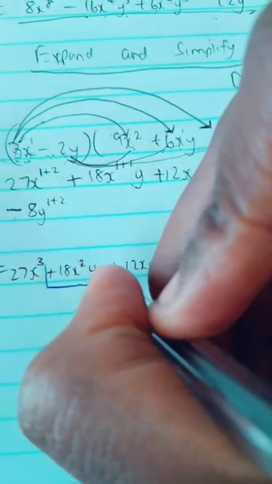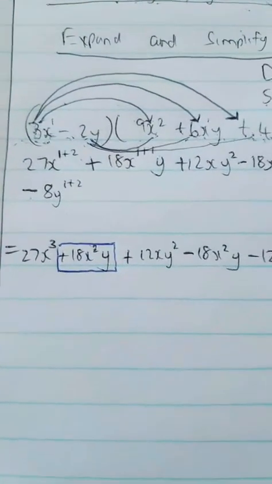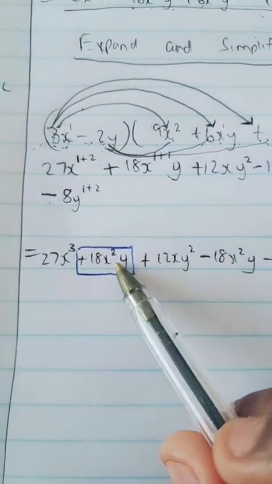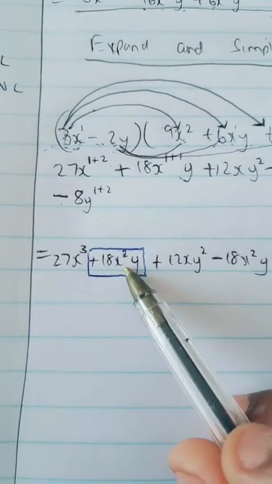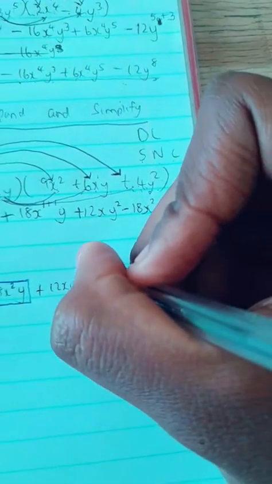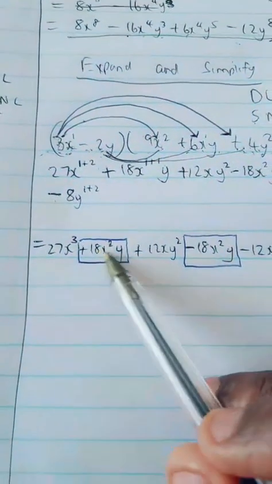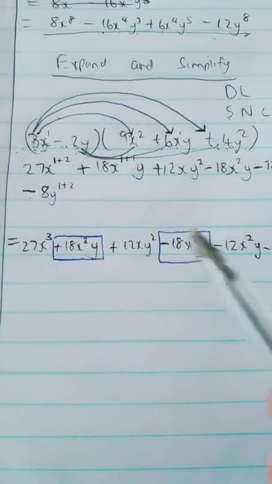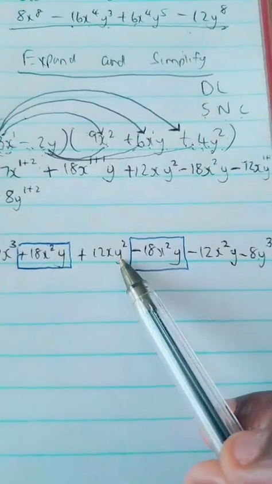You don't have to do this, but I do this just for identification and for the purpose of teaching. 18x squared y. Who is the like term to 18x squared y? It's negative 18x squared y. They are like terms. Plus 12xy squared.